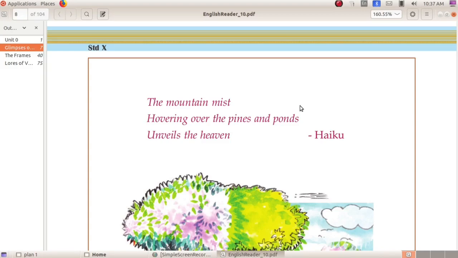So I would like to introduce what haiku is. Before that, you may read the 3 lines. The mountain mist hovering over the pines and palms unveils the heaven. This is a poem, a small poem. And these types of small poems are called haiku. And what is haiku? I will show you what haiku is.